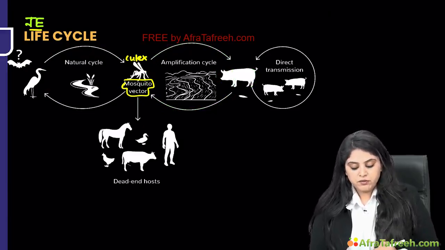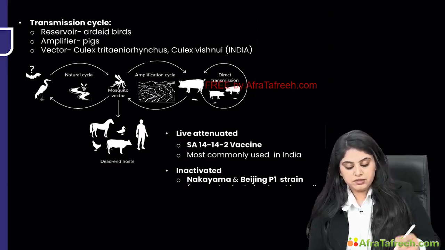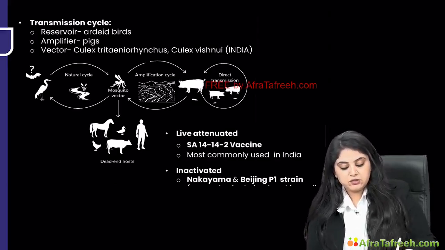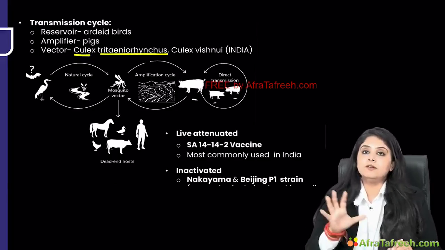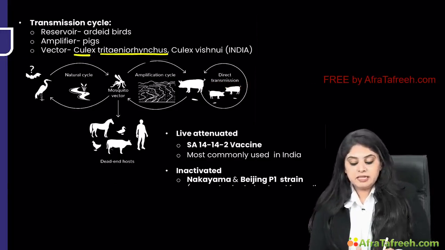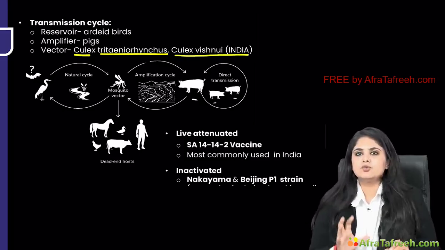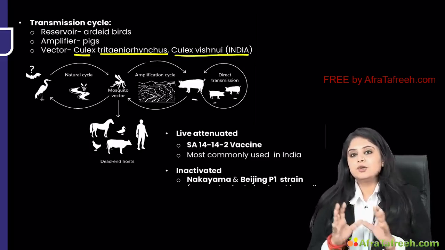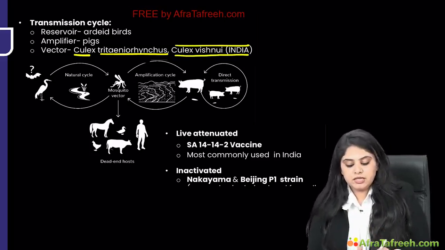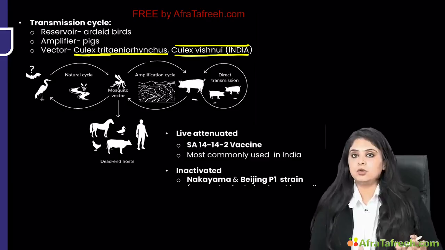So please note over here, there is the vector which is Culex. Which Culex? Culex tritaeniorhynchus. All over the world, tritaeniorhynchus. But in India, Culex vishnui. Vishnuji always reminds you of Hindu mythology, so Vishnuji with India. Okay, so Culex vishnui is common in India, and Culex tritaeniorhynchus is all over the world.